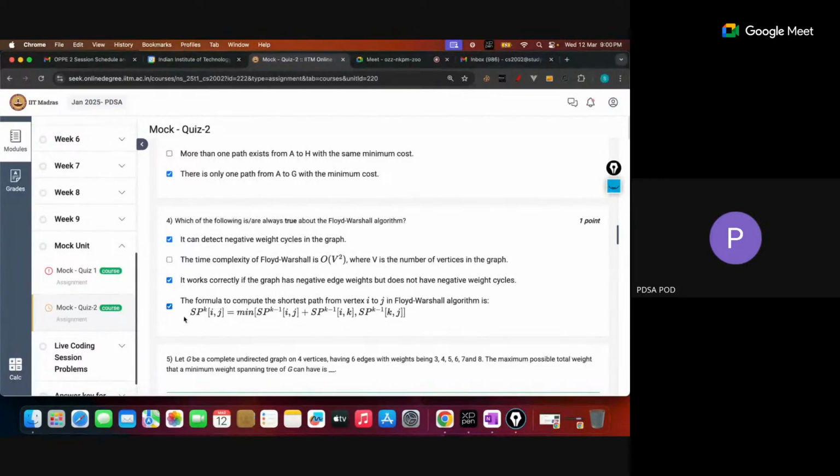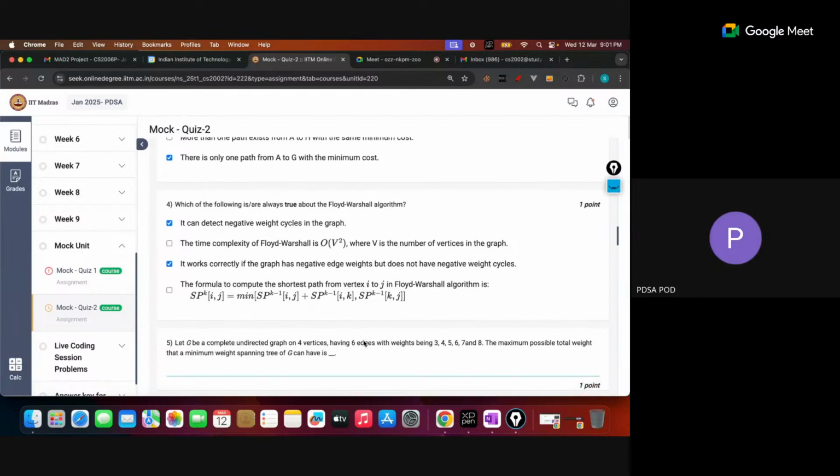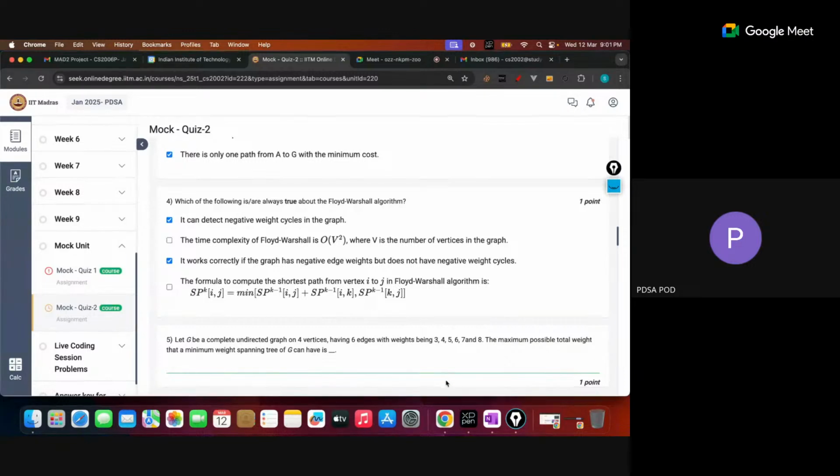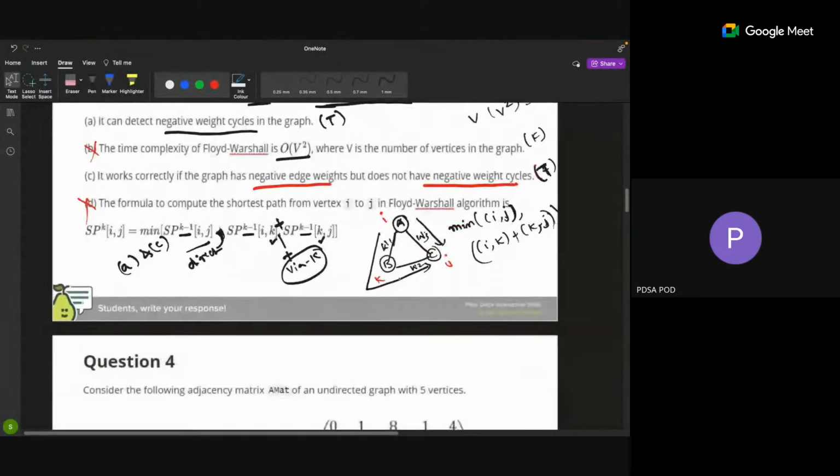Yes. So this formula is wrong, because as I said, the comma operator and the plus operator are used in the wrong place. That's what is wrong. Yeah, I think it's okay. Still maybe some questions are there at my side. Then we'll come back to here.